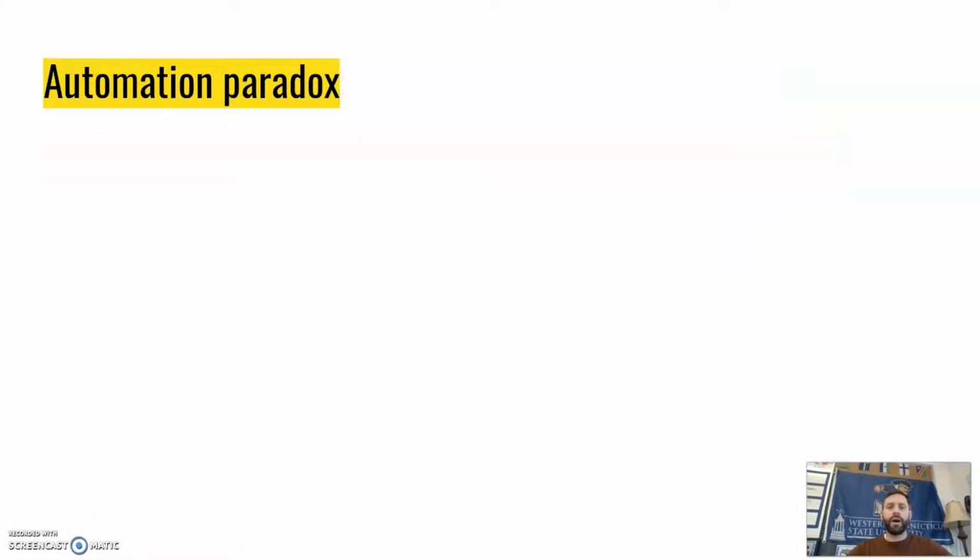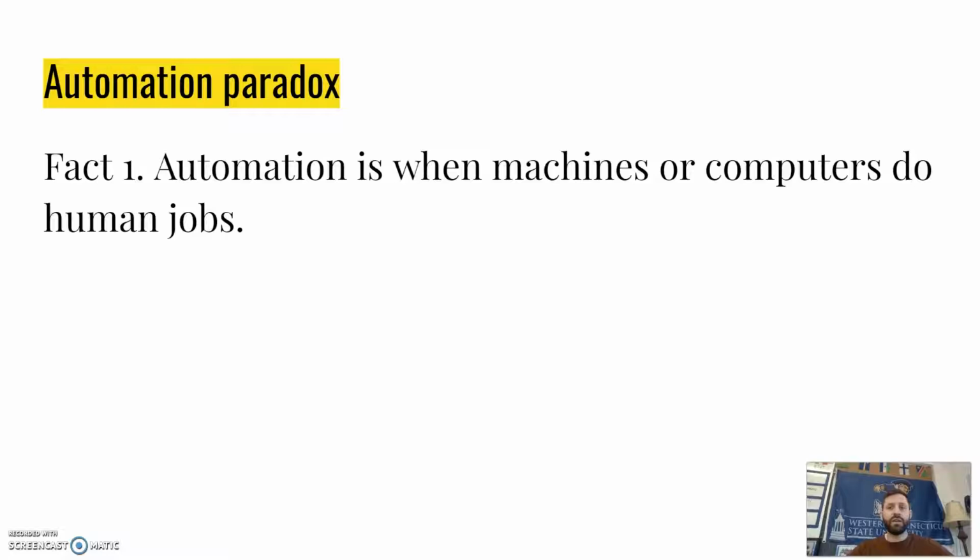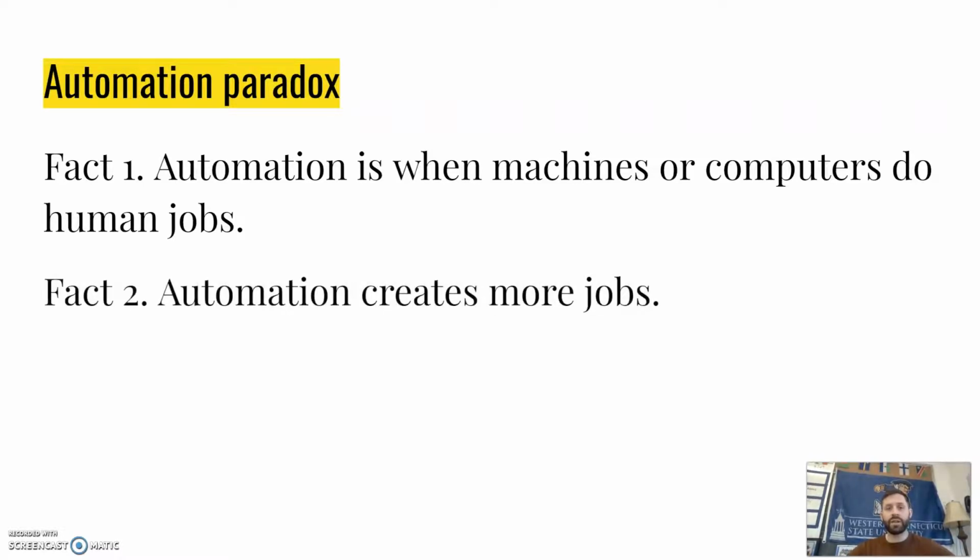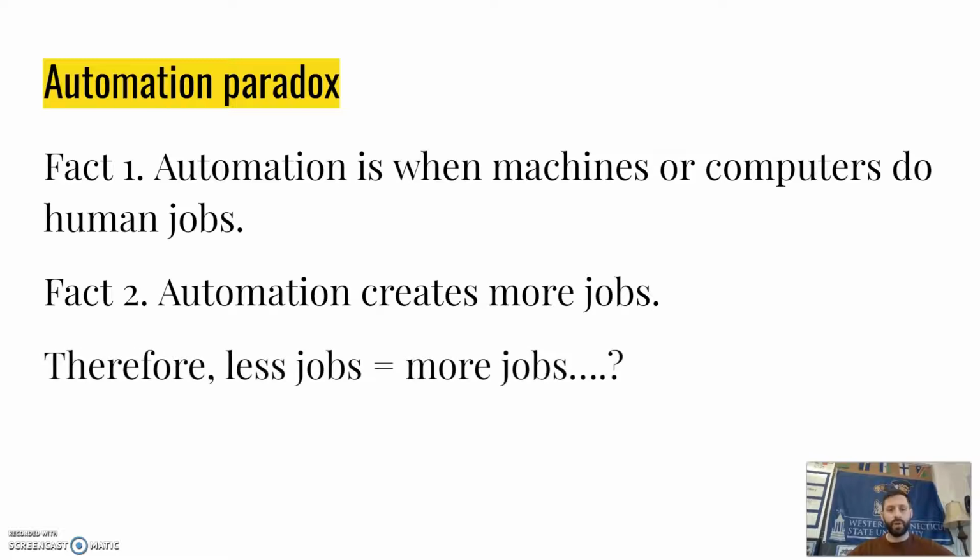Okay, let's talk about automation for a second. Automation is when machines or computers do human jobs. Pretty much as simple as that. We see this more and more in society, right? We have robots doing human jobs in factories. Hopefully teachers could be replaced by robots at some point too. Now, that's a fact. Another fact that this article presents is that automation creates more jobs. Also a fact. They support this with evidence. Therefore, less jobs equals more jobs.